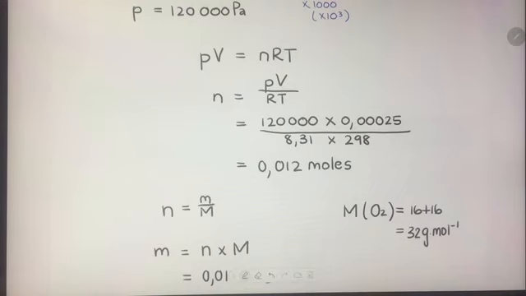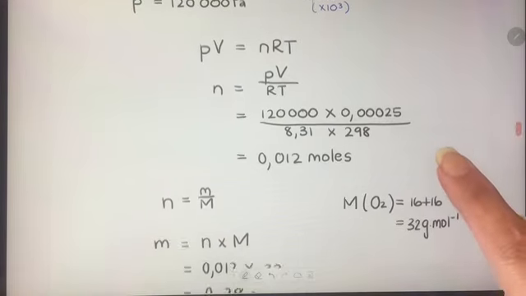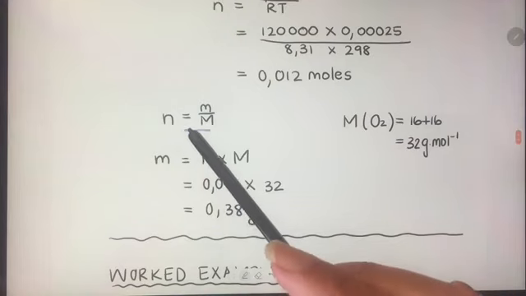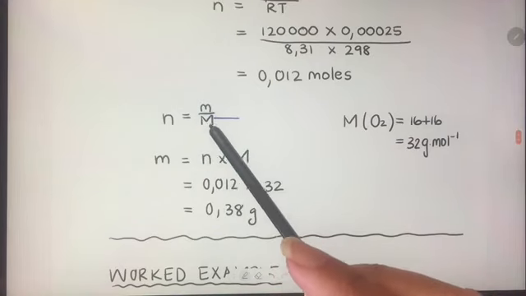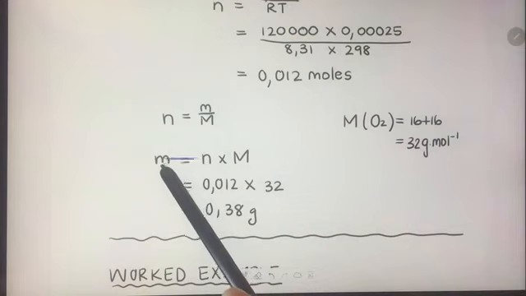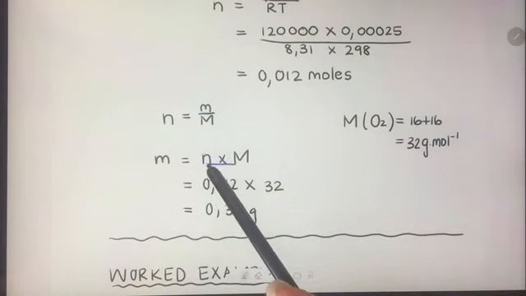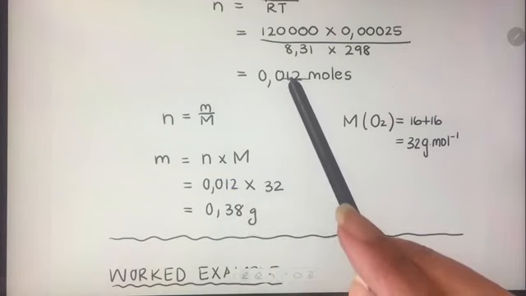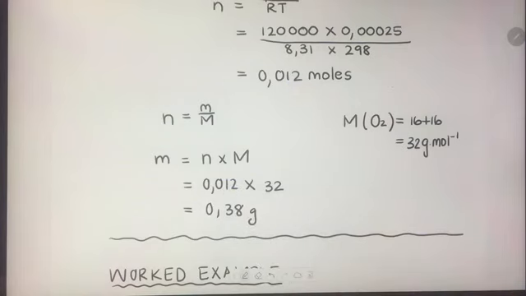But the question was, what is the mass? And I'm sure you remember this formula. Number of moles is equal to mass divided by molar mass. So the mass is going to be number of moles times molar mass. The number of moles is worked out over there using my ideal gas equation.